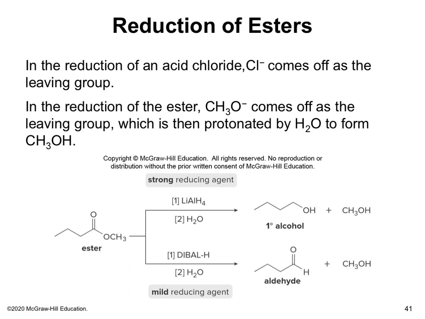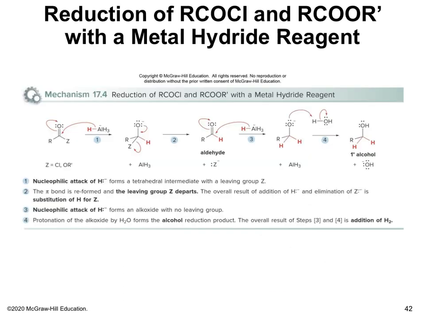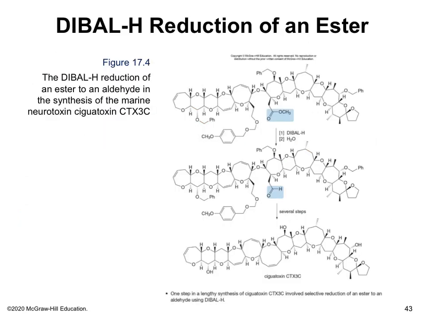Reduction of esters is the same thing. You can use a strong reducing agent, lithium aluminum hydride, and it's going to go all the way to the primary alcohol. If you have DIBAL-H, it's going to stop at the aldehyde. This shows you the delivery of the hydride. You make your tetrahedral intermediate, and then you have a leaving group, so you reform the carbonyl. Now you have an aldehyde, and you know aldehydes are also going to undergo nucleophilic acyl addition to give you the alcohol.